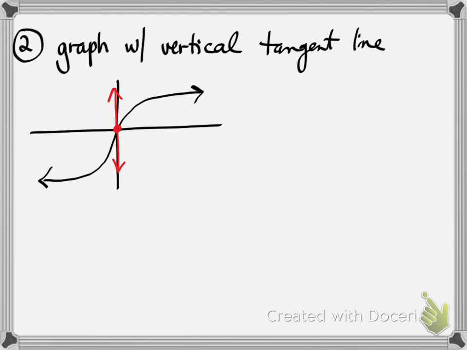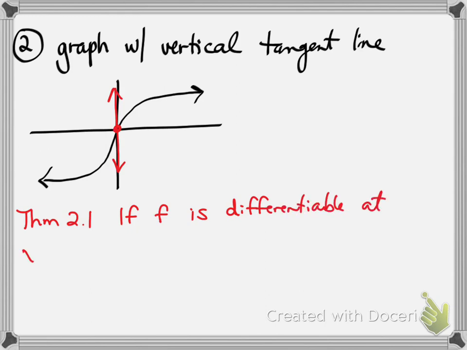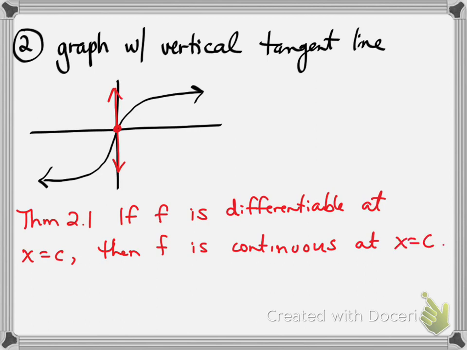So theorem 2.1, if f is differentiable at x equals c, then f is continuous at x equals c. So if it's differentiable, then it's continuous.